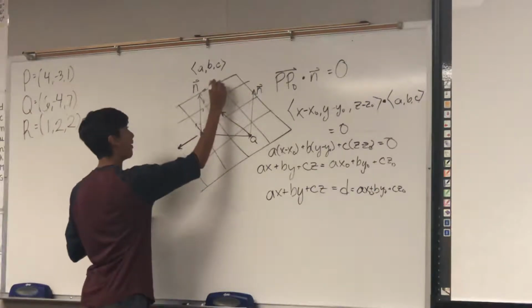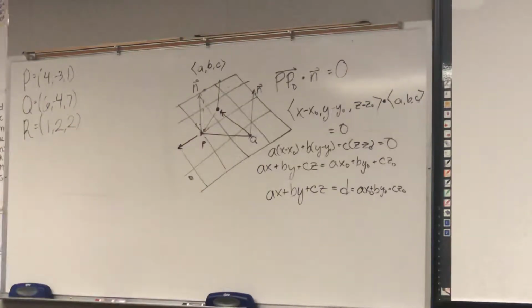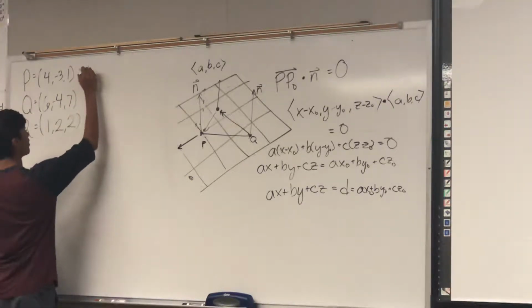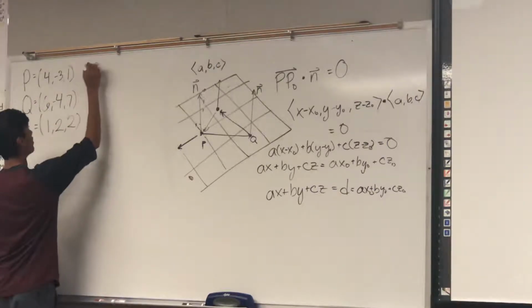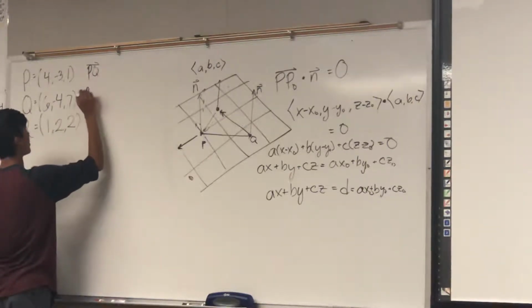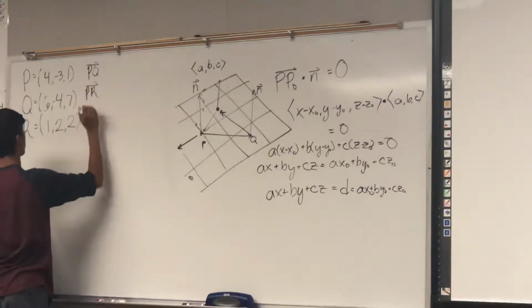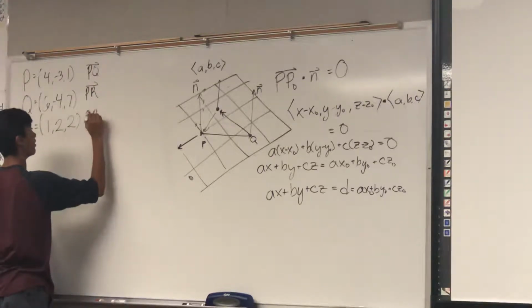Could you show the work as to why there would, or would that be too much? Wait, I'm sorry. The work for what? The work to show that you only need one n vector. Okay. Okay, I'm gonna solve for the vector PQ and the vector PR and the vector QR.